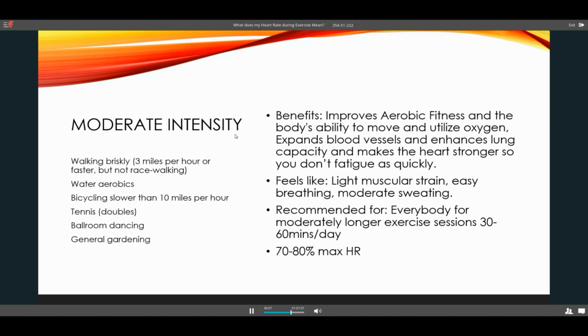So in this zone, you may notice a light muscular strain. You may start to feel your legs burning just ever so slightly. You may start to notice your breathing increase and moderate sweating as well. Now, this is certainly recommended for everybody. This is certainly the exercise zone that our surgeons prefer most of our patients to exercise in leading up to surgery, as this has shown a lot of improvement in the way patients are able to heal up afterwards as well.